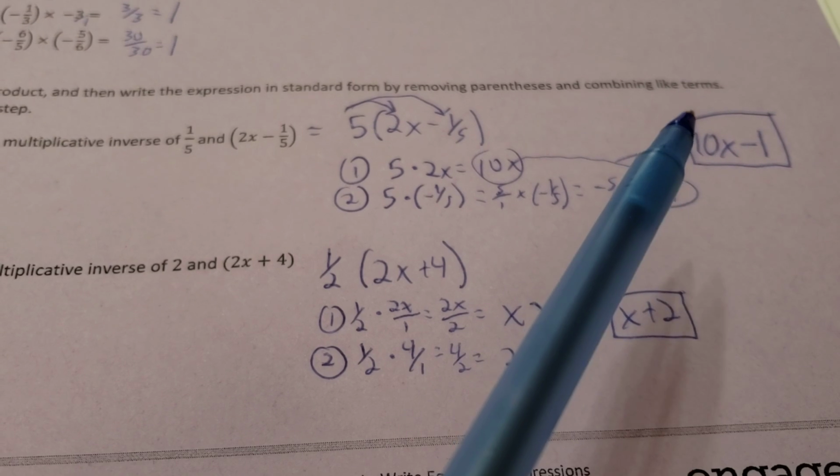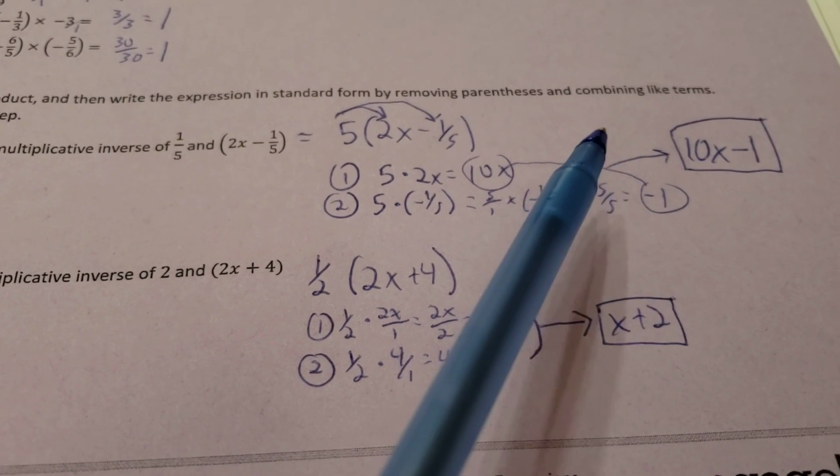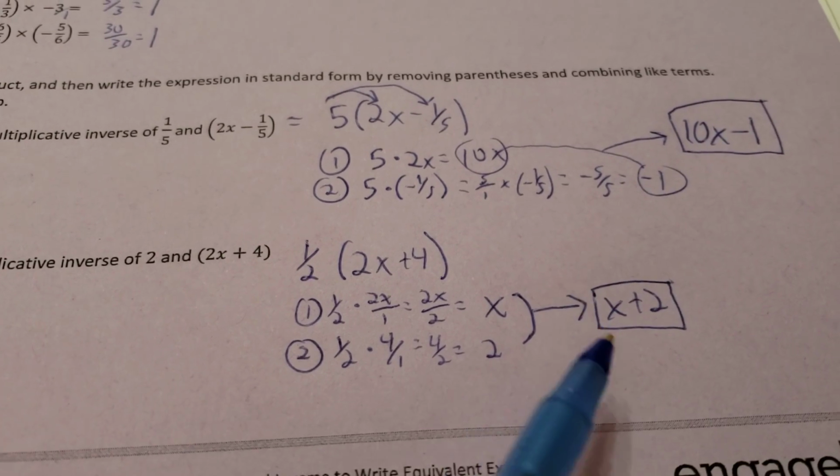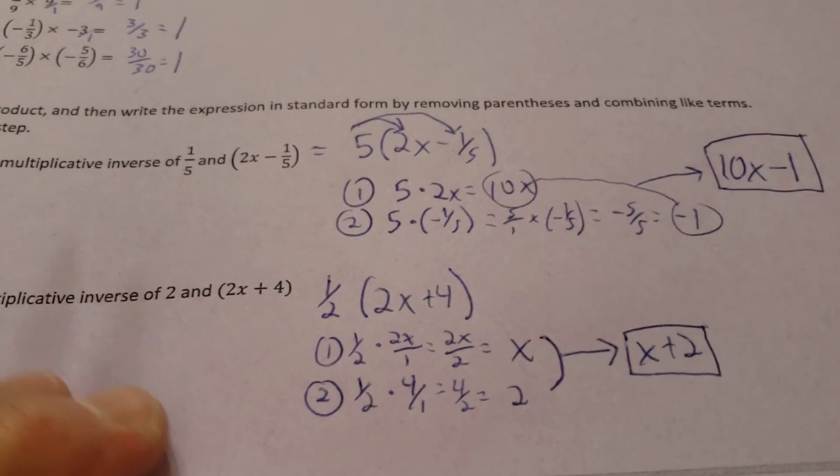So you notice how you distribute. There's an x number and a regular number in the original problem, and then in your final answers, you get 10x minus 1, x plus 2, so there's still some things there on each part.